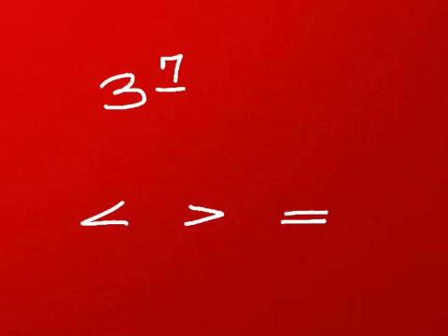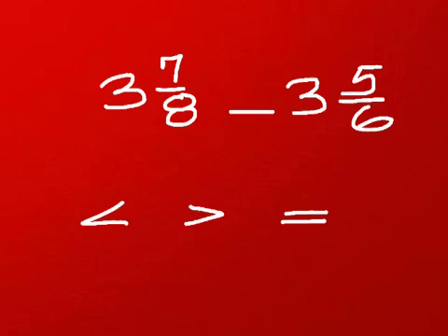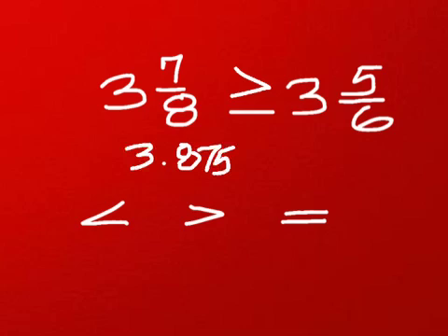Time for a bonus problem. Less than, greater than, or equal to: 3 7/8 compared to 3 5/6. Solution for the bonus should be greater than. This one I believe is 0.875, 3.875. And then over here, 3.83 repeating, I believe, without looking at the calculator.